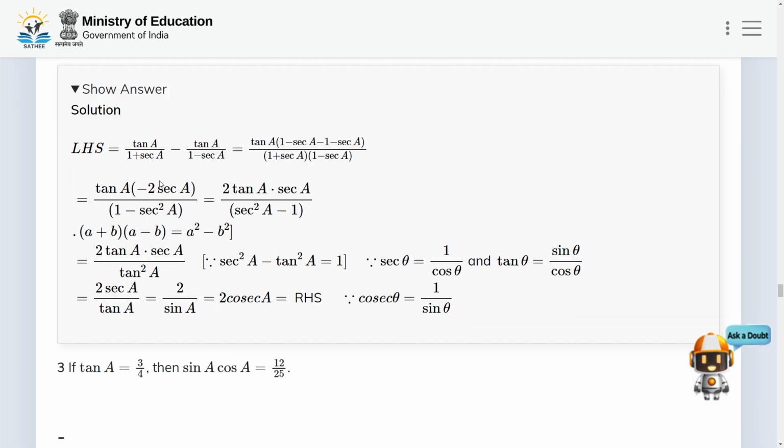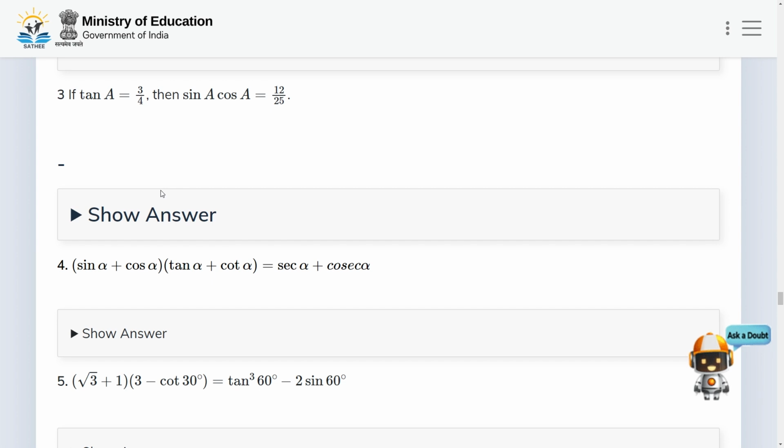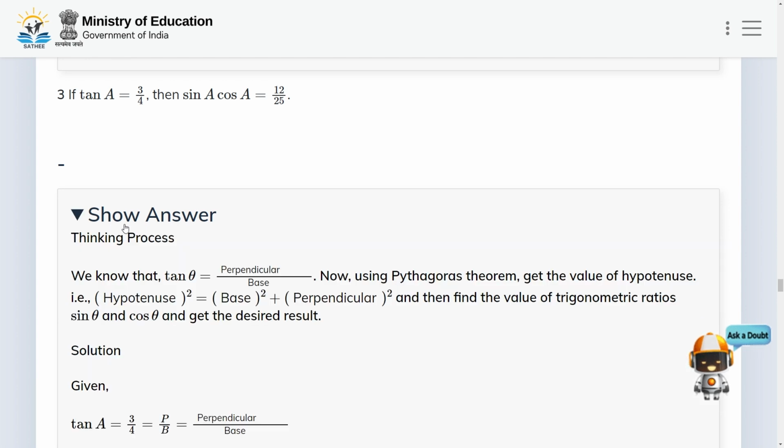So now let us move to next problem. So in next problem, here we have the value of tan a equal to 3 by 4. Then we need to show sin a into cos a is equal to 12 by 25. Okay, so let us solve this problem.